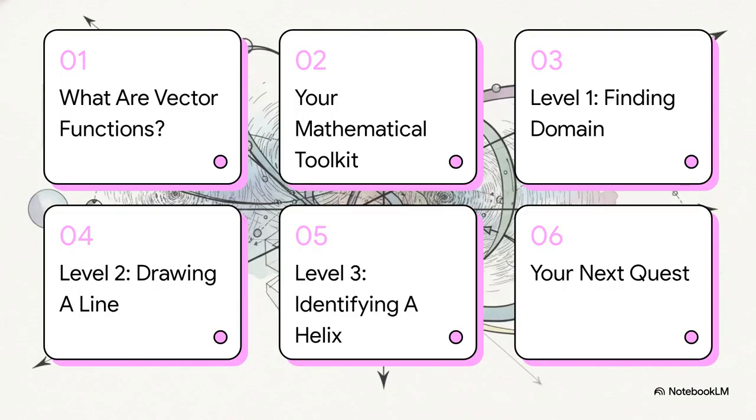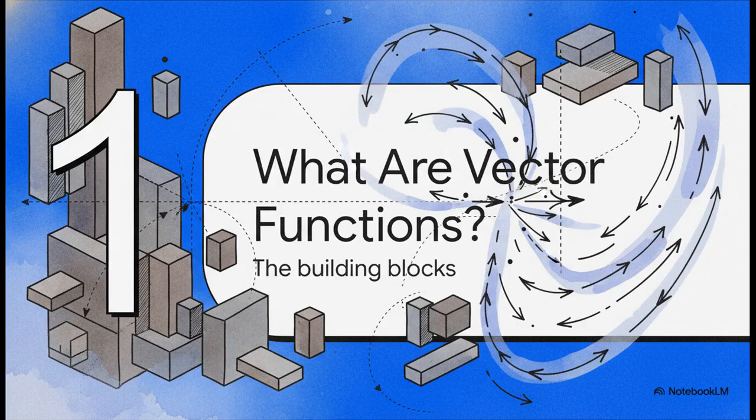And that single idea, that's the engine that powers everything we're going to do today. So here's our quest map for this explainer. We're going to start with the absolute basics. Then we'll gear up with our mathematical toolkit. And after that, we're going to conquer 3 different levels of challenges. Figuring out where a path can even exist, drawing a perfectly straight line, and finally, identifying a classic spiral curve. And at the end, we'll see what's next on the horizon.